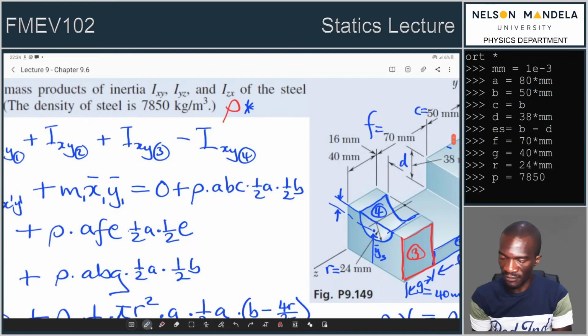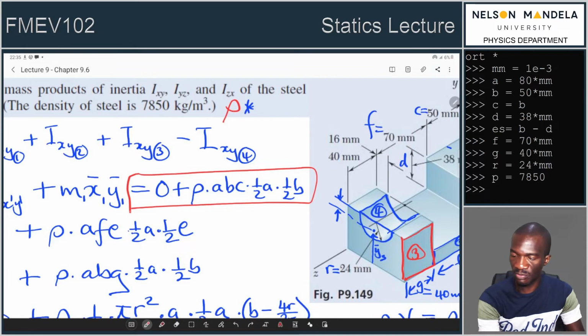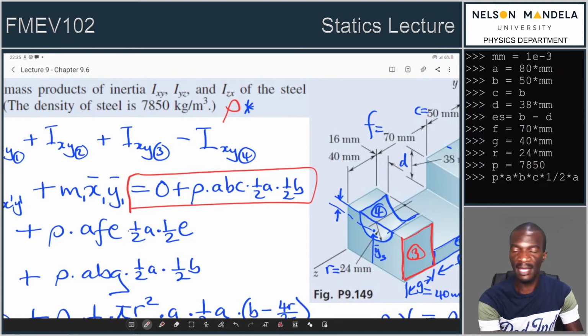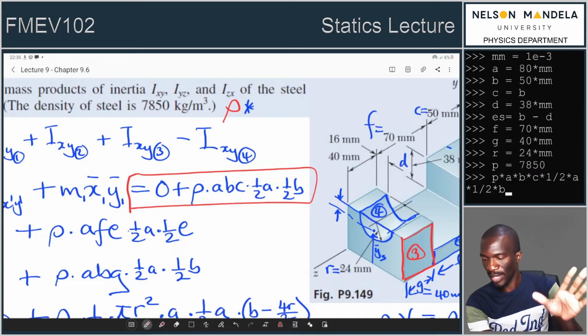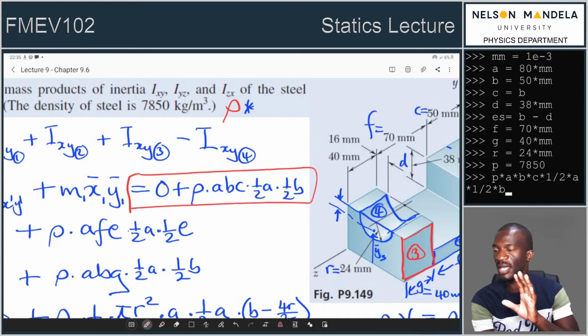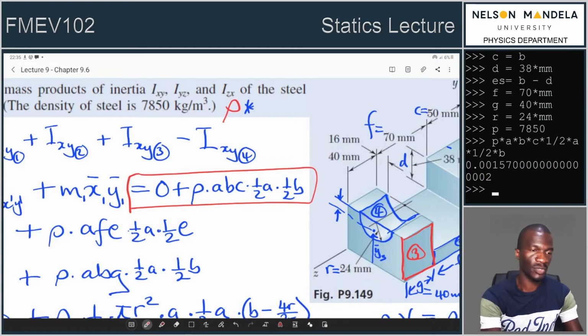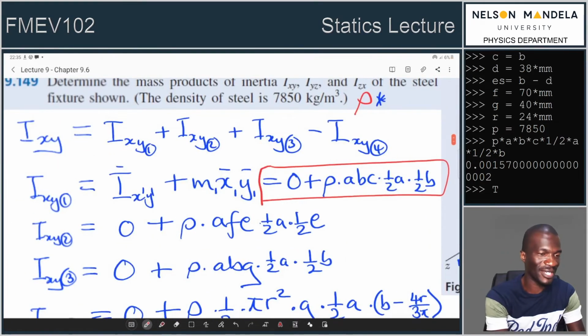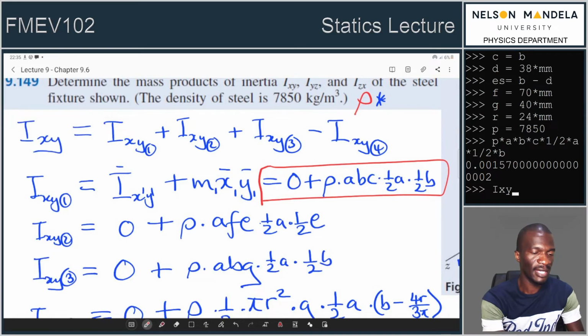So for the first equation, our first equation is a straightforward equation. It is simply going to be rho multiplied by A multiplied by B multiplied by C. We multiply this by half of A, and then we multiply this by half of B. So we're done. Okay, let's just give these names so that we don't have to worry ourselves. So that is our IXY of shape number 1, isn't it? IXY of shape number 1 is equal to that value that we got.